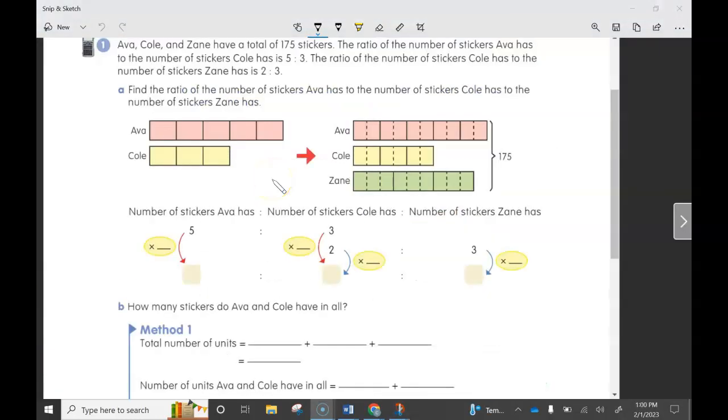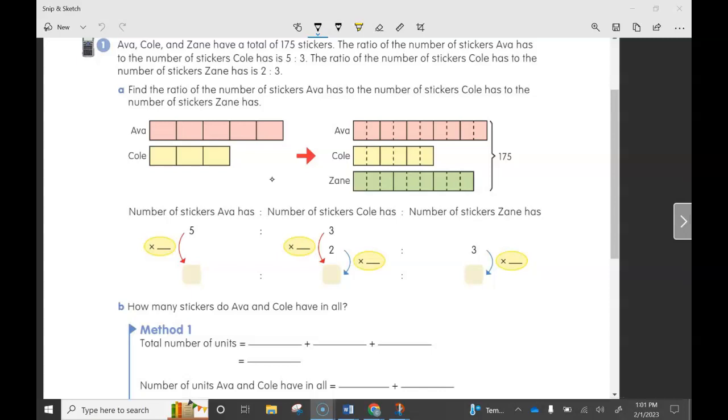Okay, let's turn our books to page 206. It says practice solving real-world problems involving 2 sets of ratios. So we're going to take a look at 2 sets of ratios now. So it says Ava, Cole, and Zane have a total of 175 stickers. You can see that's represented over here, Ava, Cole, and Zane.